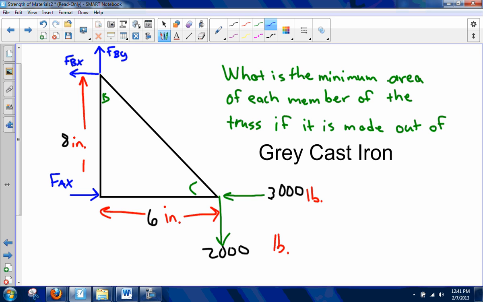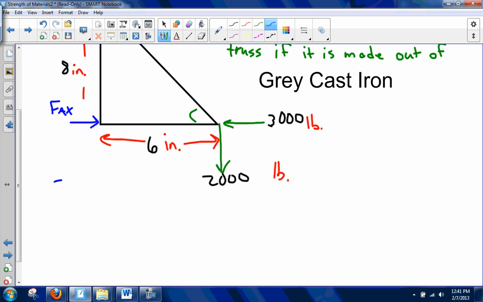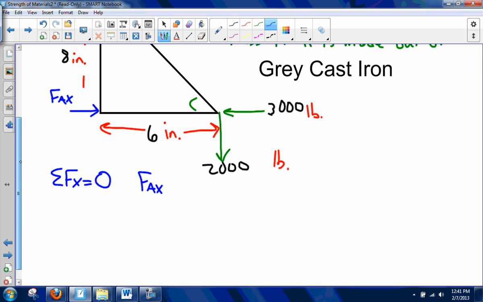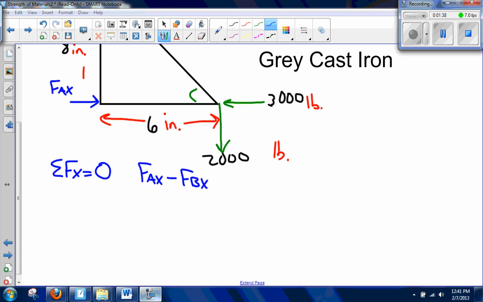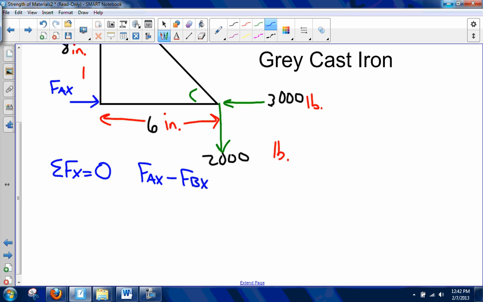So what we're going to do is use the equilibrium equations for the entire structure. So we're going to start with sum of the forces in the x direction is equal to 0. Okay, so I have FAX moving to the right. Right is positive, so I have FAX. The next one I have is FBX. It's moving to the left. So I put minus FBX. All right, and the last one that we have in the x direction is 3,000 moving left. So that's minus 3,000 equals 0.